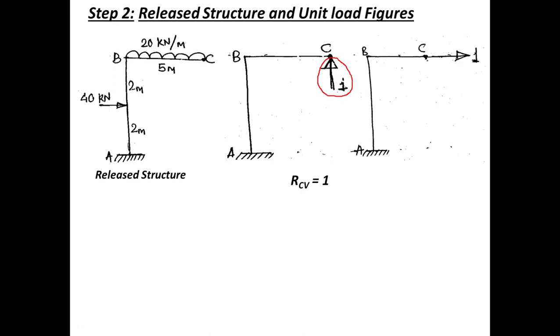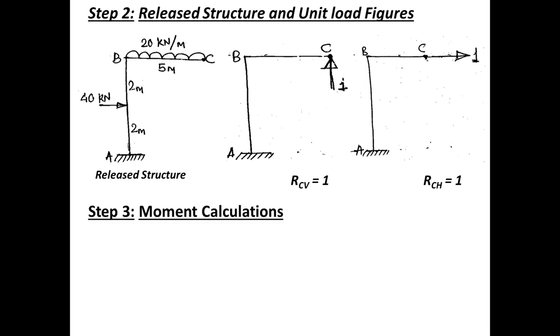Similarly, we have to apply the unit positive force in horizontal direction. Positive means towards right. So this figure is called RCH equal to 1. So in the sequence of unit load, we have to decide the unknowns. Now our first unknown will be RCV and second unknown will be RCH. Like this, first we have to draw the released structure and unit load figures. Once you draw these three figures, now the important step, that is step number 3, is to calculate moments in various zones of the frame.